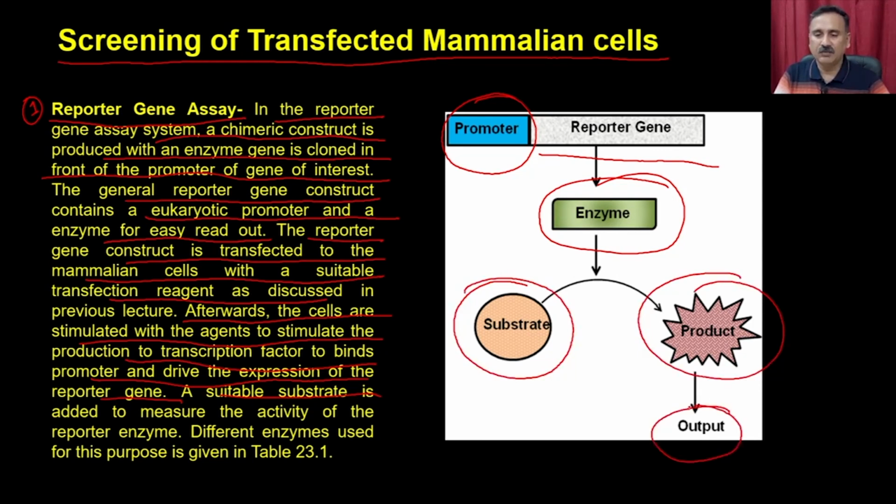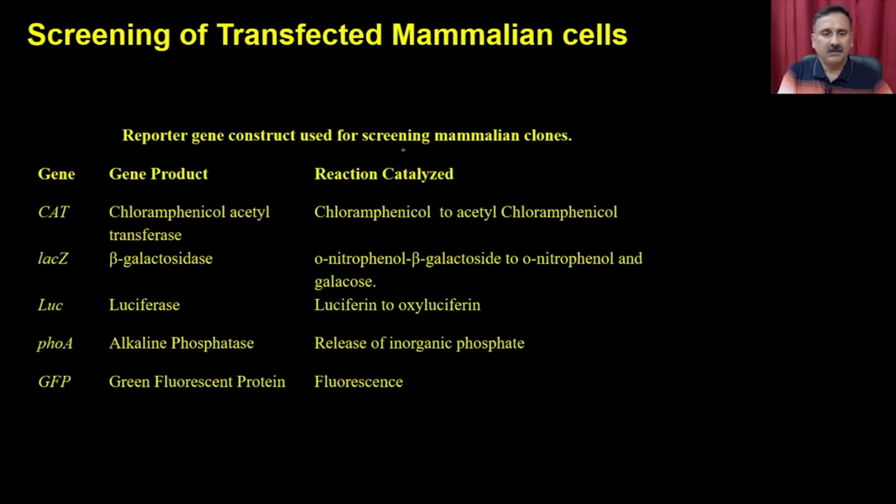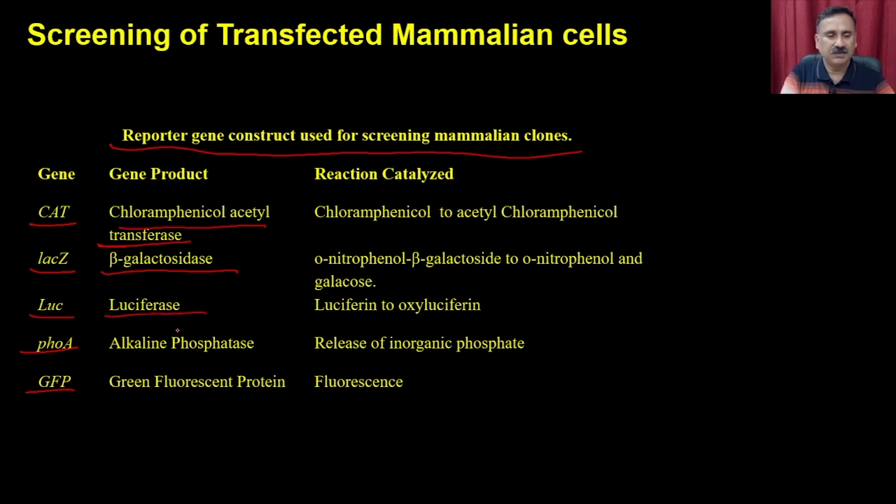This product readout you can study with the help of several methods, like fluorescence, luminescence, or UV-visible. These are the reporter gene constructs you can use for screening mammalian clones: the CAT gene, LacZ, luciferase, AP and GFP. The gene products are CAT, chloramphenicol acetyltransferase; LacZ, beta-galactosidase; Luc, luciferase; AP, alkaline phosphatase; and GFP, green fluorescent protein.